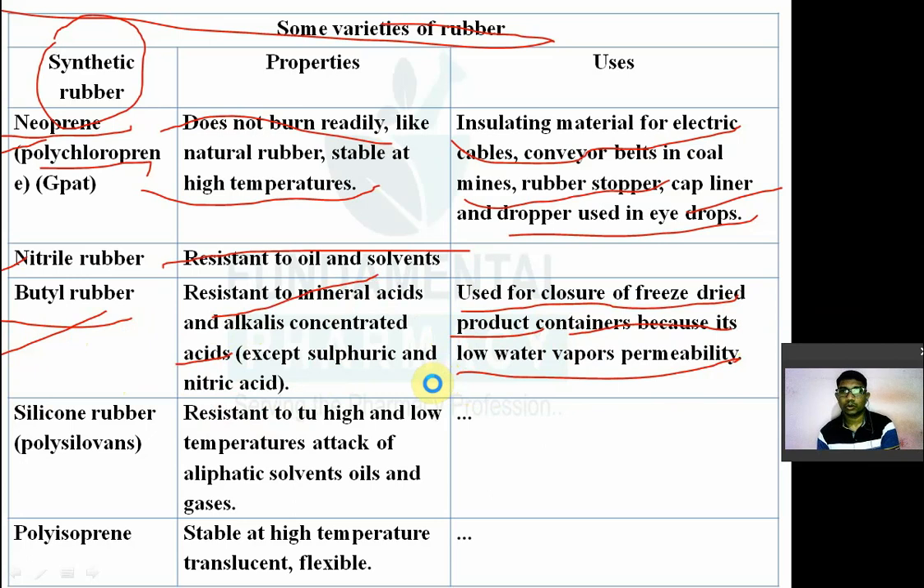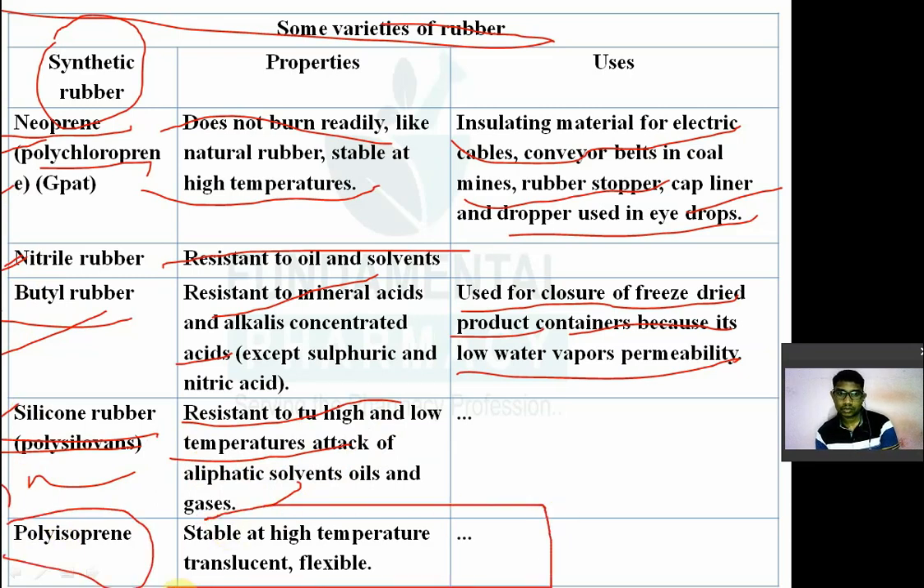And even the freeze dried products are very sensitive to water. And next rubber is the silicone rubber. It is known as a polysilicone. These are again resistant to high and low temperature. Then resistant to attack of organic solvents, oils and gases. सिलिकॉन रबर इसका स्ट्रेंथ ज़्यादा होता है, ये फ्लेक्सिबल रहेगा थोड़ा, लेकिन ये उतना फ्लेक्सिबल नहीं. सिलिकॉन रबर. आइसोप्रीन रबर, स्टेबल एट हाई टेम्परेचर, ट्रांसलूसेंट एंड फ्लेक्सिबल. दीज आर द डिफरेंट वैरायटीज ऑफ रबर.